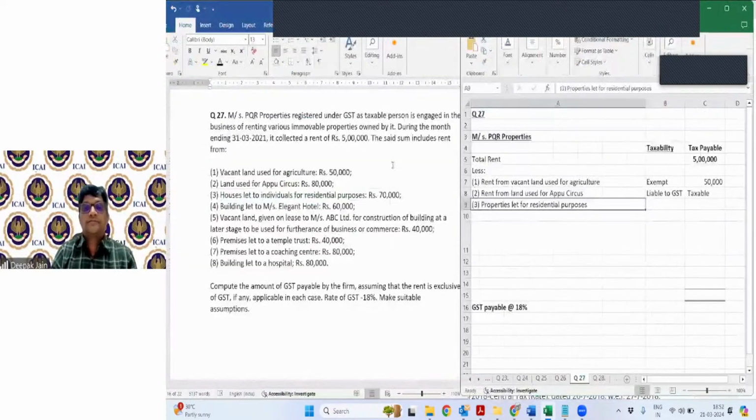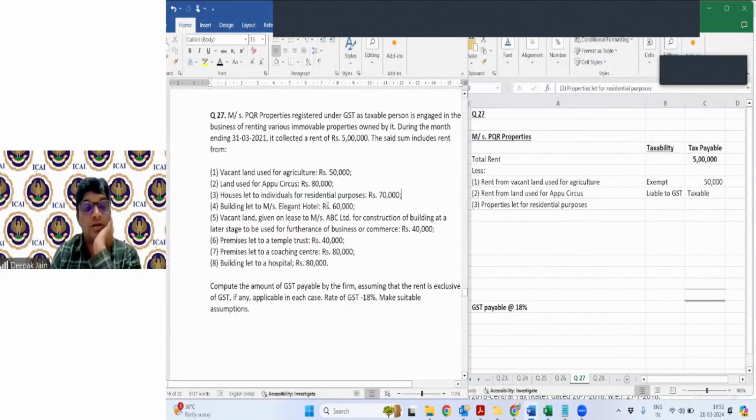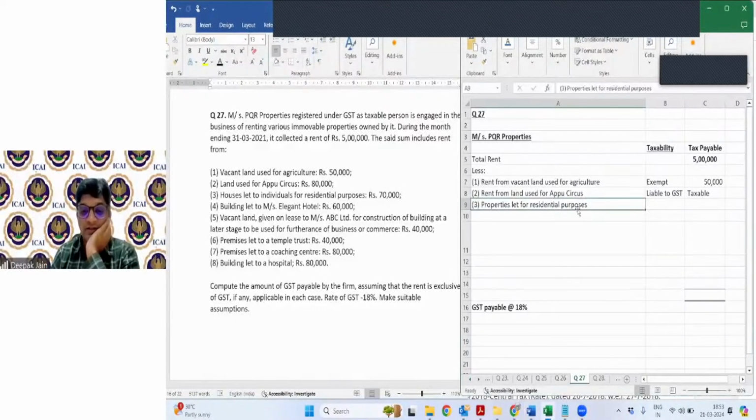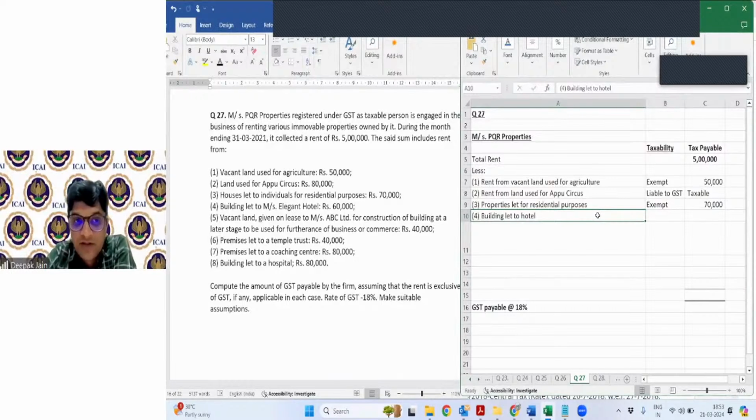Third one is houses let to individuals for residential purposes, 70,000. It is exempted. Correct. So residential purposes, if you give anything, it is exempted. So you will add that back. Fourth one, building let to a hotel. In case of property let out for residential purposes, we have treated it as exempt. But property let for a hotel will become taxable.